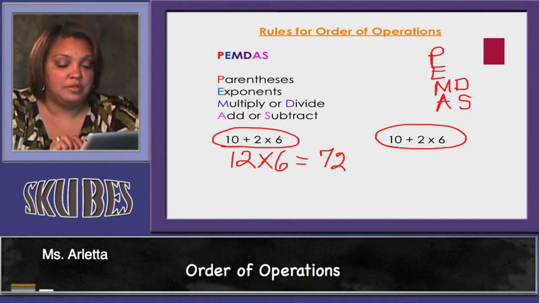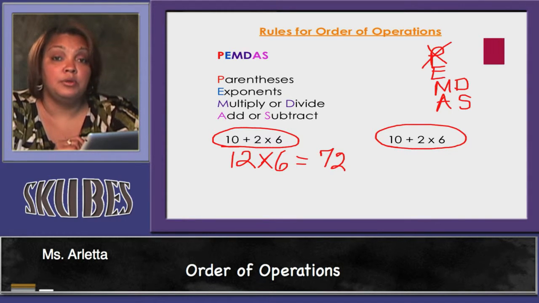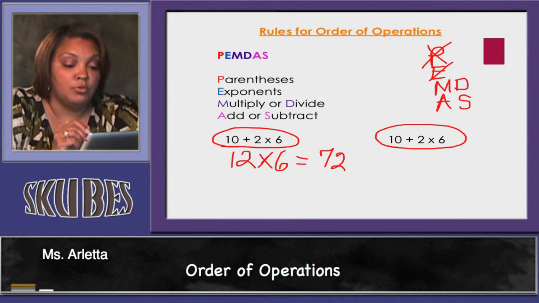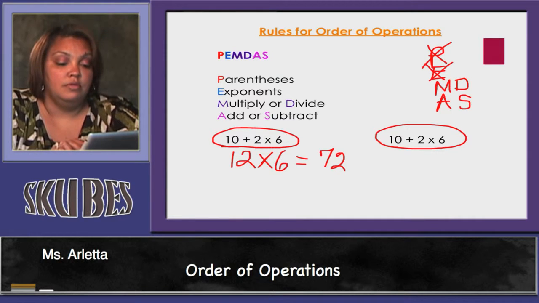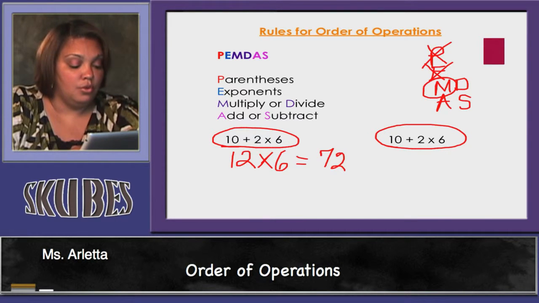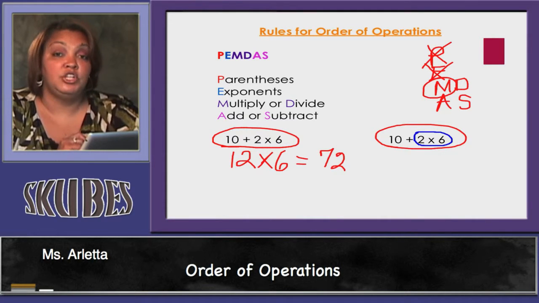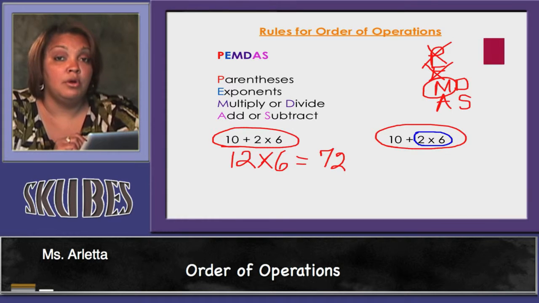Okay, step 1 is parentheses. When I'm looking at this problem, I don't see a parenthesis, so I'll mark through that one. Do you see an exponent? No, you don't. So we're going to mark through our E. The M represents multiplication, and I do see a multiplication symbol. So what I'm going to do is I'm going to circle my M, and I'm going to circle the multiplication problem, only that part of the problem with the multiplication symbol in it.